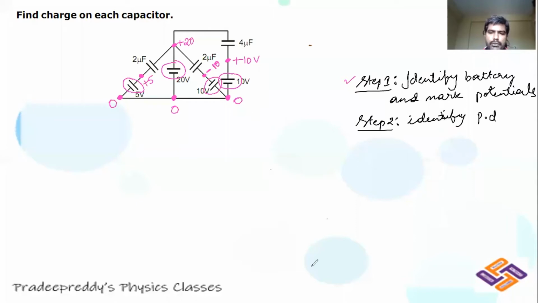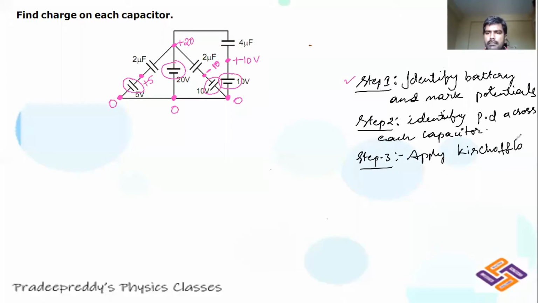Next step, what you need to do is identify the potential difference across each capacitor. Across each capacitor there is some potential difference, right? So identify the potential difference across each capacitor, that is step 2. And step 3, apply Kirchhoff's laws. So these are the 3 steps involved over here. You can use these 3 steps to solve the problem. So the first step we have successfully completed.